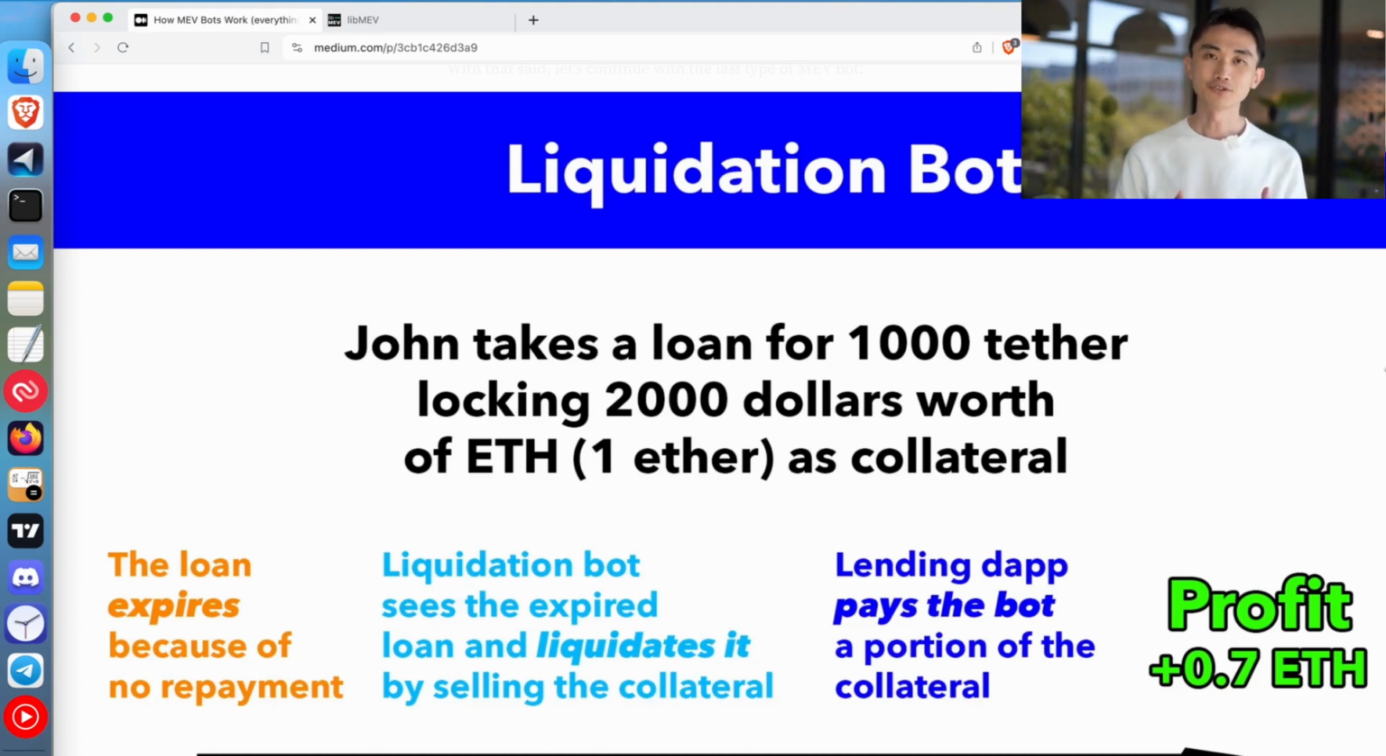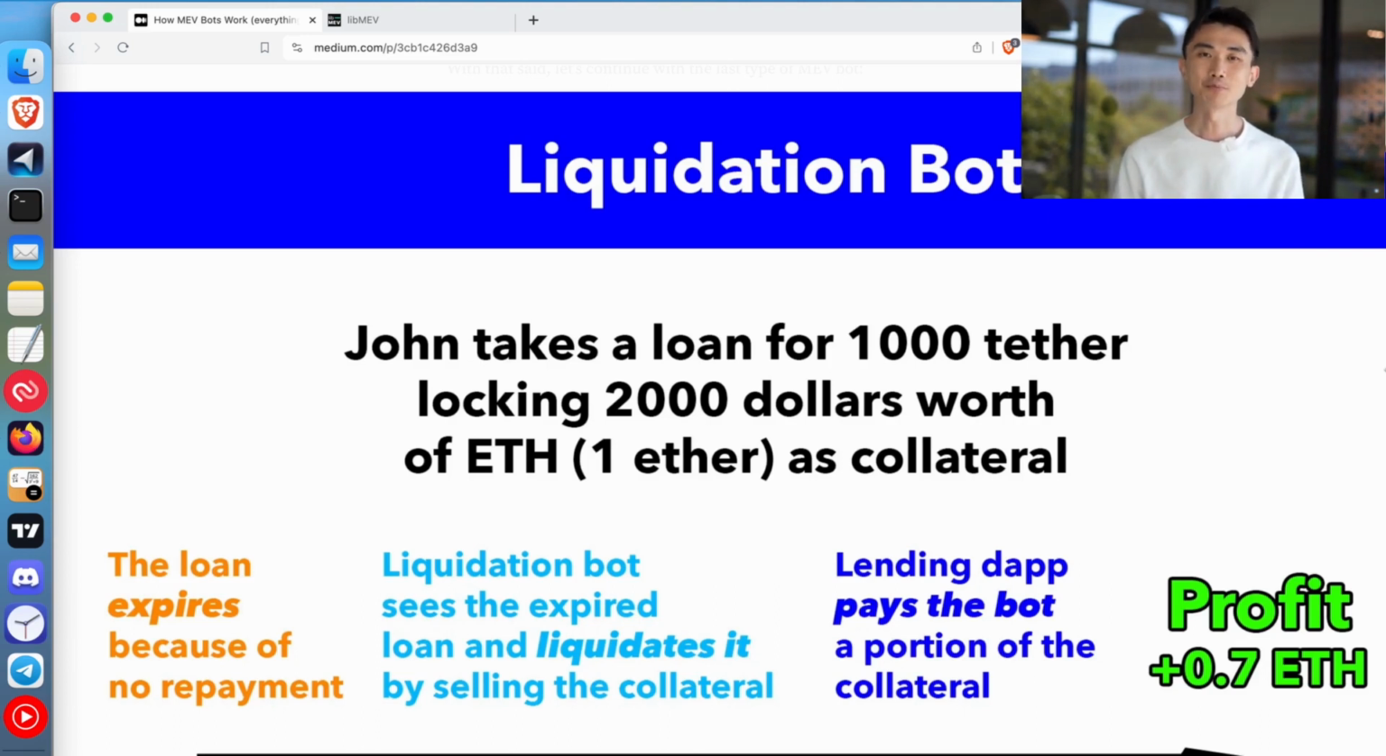It's making sure that if you leave or you don't pay the loan, the collateral is sold and we are able to recover the funds. So let's say the loan expires. John doesn't pay the loan for a year or so. The loan is bad, no longer valid. So a liquidation bot sees that it's expired.